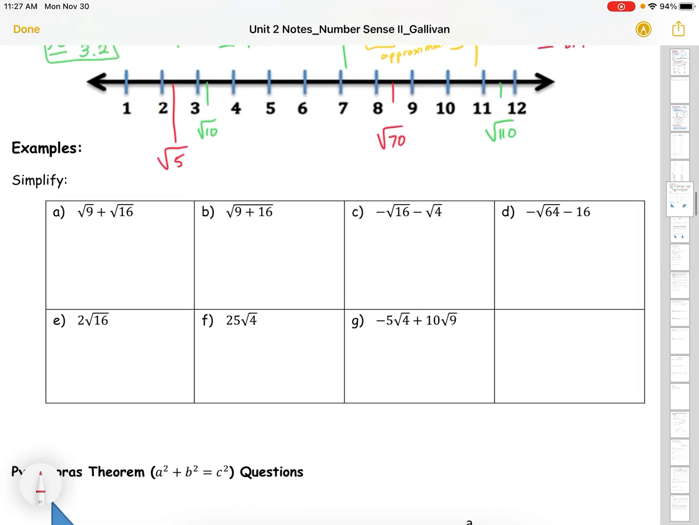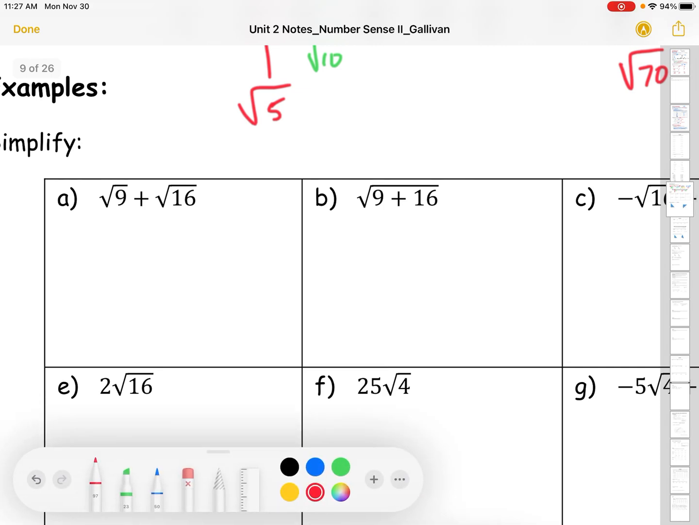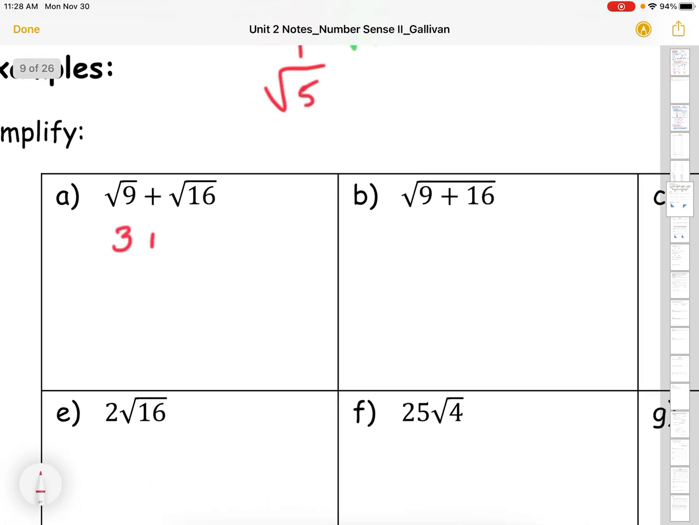Okay, let's do some more examples of simplification. The big thing is that just like with BEDMAS, we do exponents first. With BEDMAS, we're going to treat the square root almost like it is a bracket, okay? So we'll do those first. Here, we'll solve what we can. Square root of 9 is 3. Square root of 16 is 4. So our answer would be 7, okay?